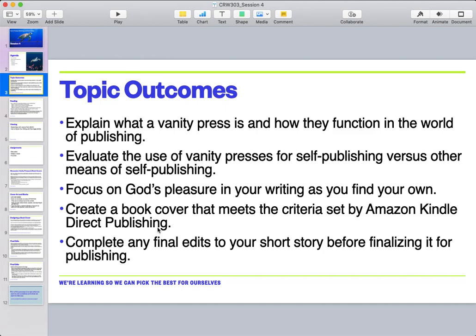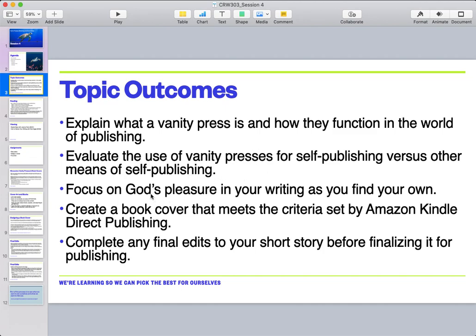So, topic outcomes. We are looking at all of those ideas. Obviously, there were 3 big ones. Well, what is a vanity press? How are they functioning in the world of publishing? And now that we've looked at things like hybrid publishing, and we're looking, of course, at self-publishing our own work on Kindle Direct, what is the difference for having a vanity press? Like, what's going on with that?